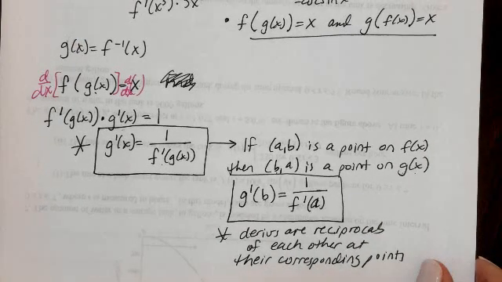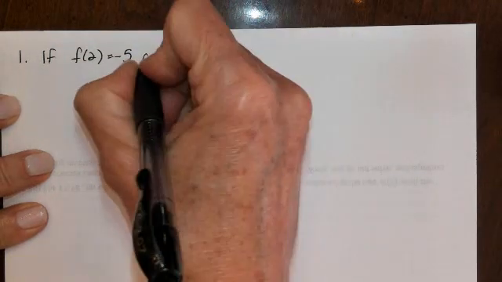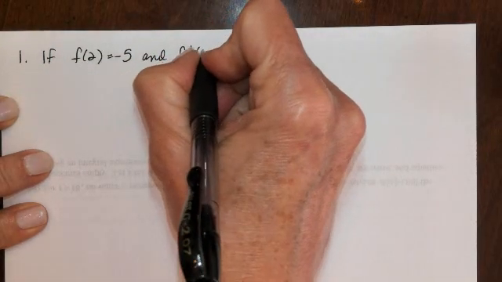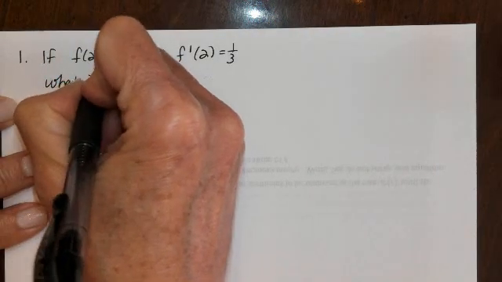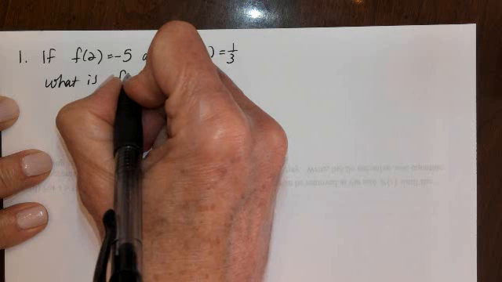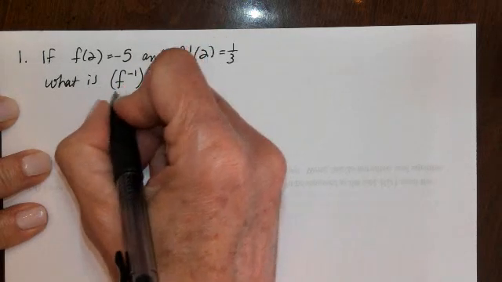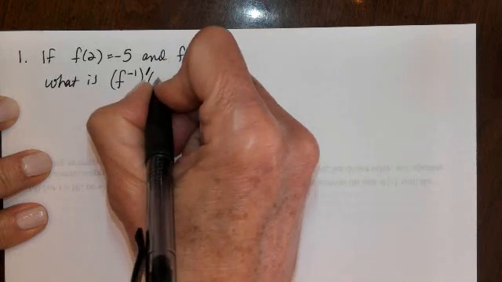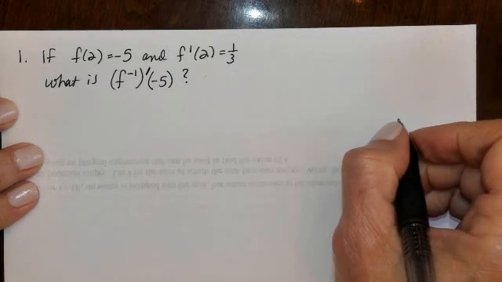So, anyway, let's look at some examples. Number 1. If f of 2 is -5 and f prime of 2 is 1/3, what is the derivative of the inverse of f at -5?